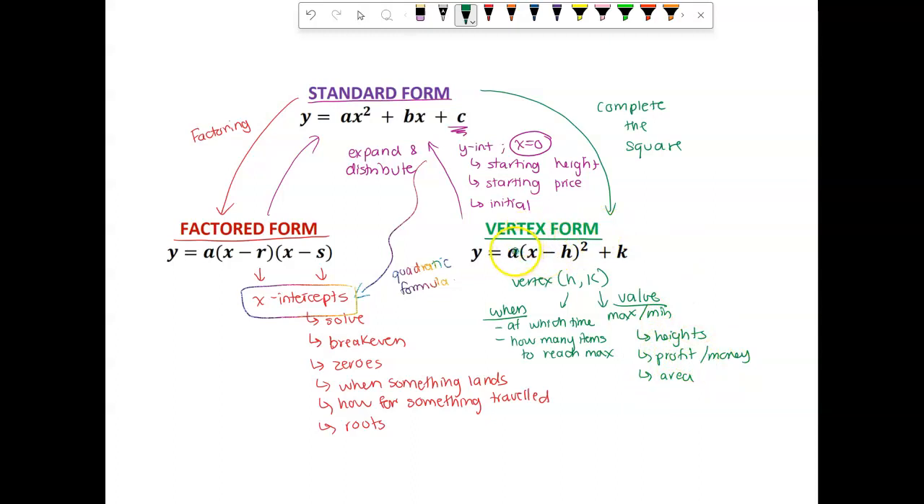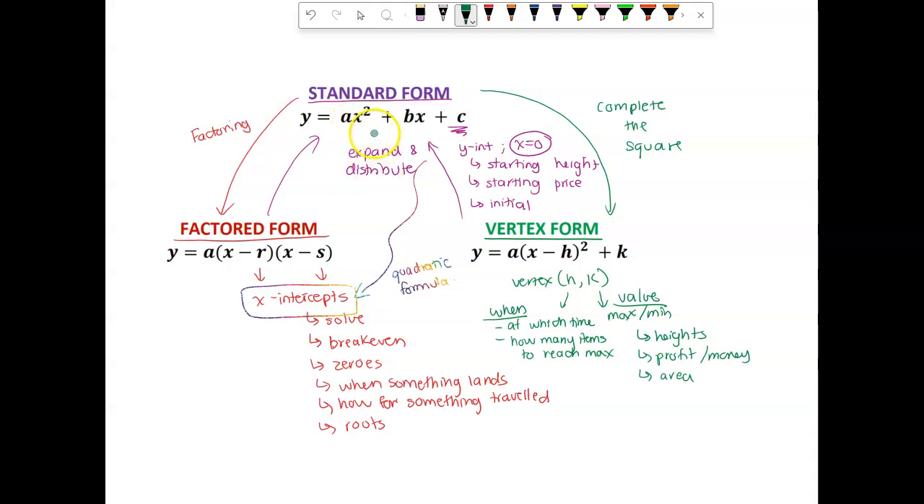And then what happens if they wanted the initial value? Yes, you could go back into standard form by expanding and distributing, or you could just plug in x is 0 and solve for it. It's not k, you just have to plug it in and figure out what the y-intercept is by plugging in 0. Okay, there's no shortcut to finding the c from vertex form.